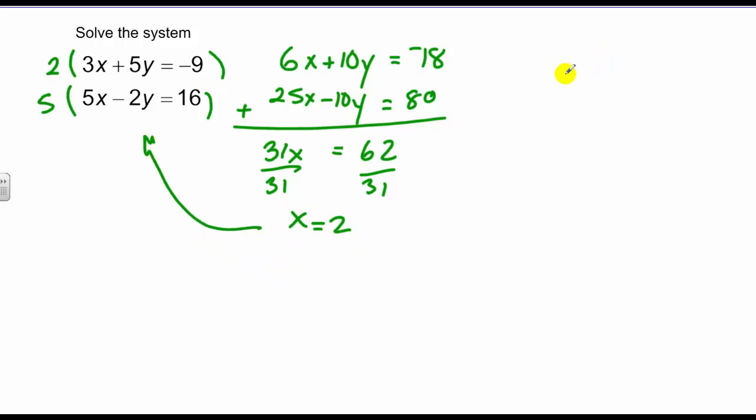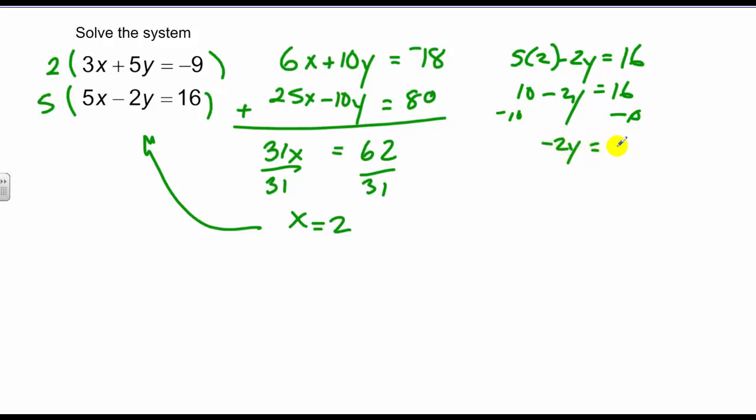Substitute: 5 times 2 minus 2y is 16, that's 10 minus 2y is 16. Subtract 10 from both sides, negative 2y is equal to 6. Divide by negative 2, and y is equal to negative 3. So I have 2 and negative 3.